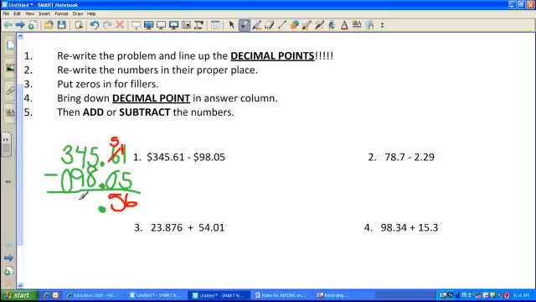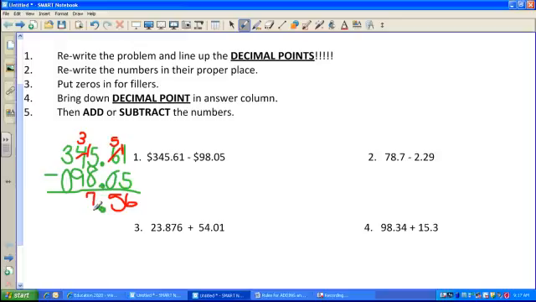Now I'm moving to the left of the decimal point. Make sure you're putting your numbers in the proper place. So I have 5 take away 8. That's not possible, so I need to borrow from the number right to the left of that, which is 4, so I need to borrow a whole from that. Makes that a 3, makes this a 15. 15 take away 8 is 7.